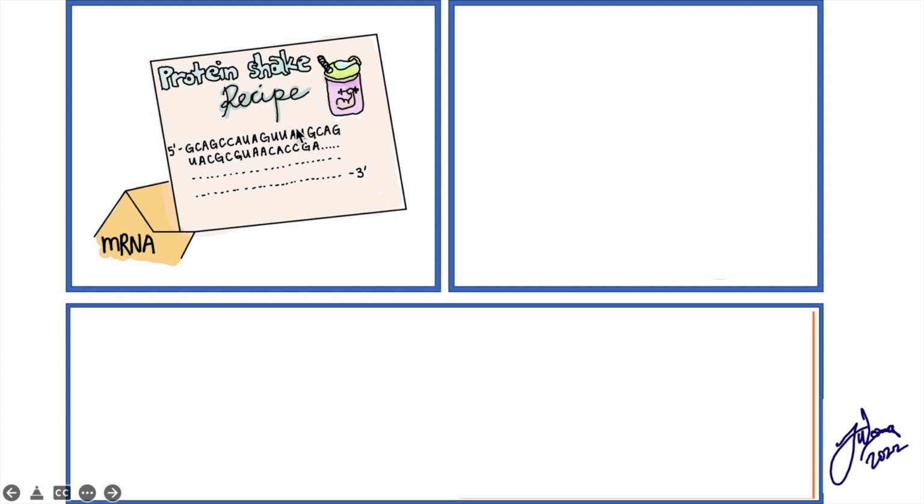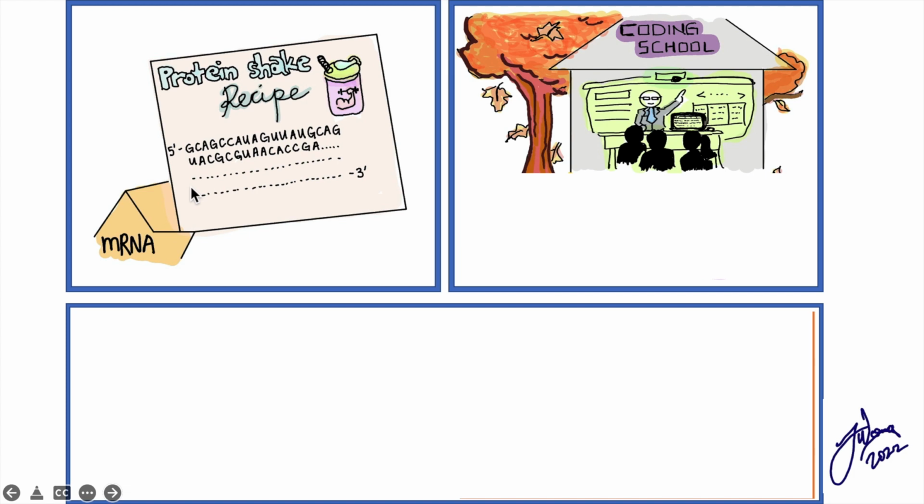You were so excited to read the recipe when you noticed it was written as a code. So you decided to attend a coding school to learn how to translate the message of the hidden recipe. And the hidden recipe was comprised of codons. Coding school helps me associate translation with codons.